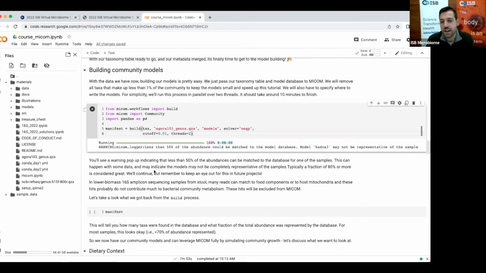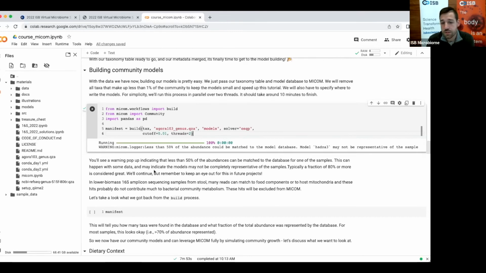So what this means is that Mycom took the taxa present in this model and tried to map them to the model database, the Agora database we're using, and it wasn't able to find reconstructions for more than 50% of the abundance of the taxa in that model.